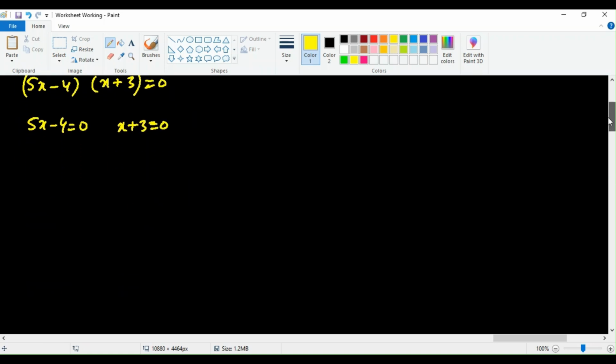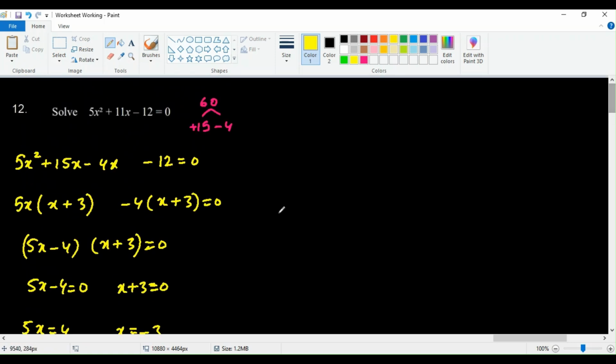Now we know very well what to do. 5x equals plus 4, and x equals negative 3. First value is 4 over 5, and the second value is x equals minus 3. These are the roots of the equation. Now moving on to question number 13.